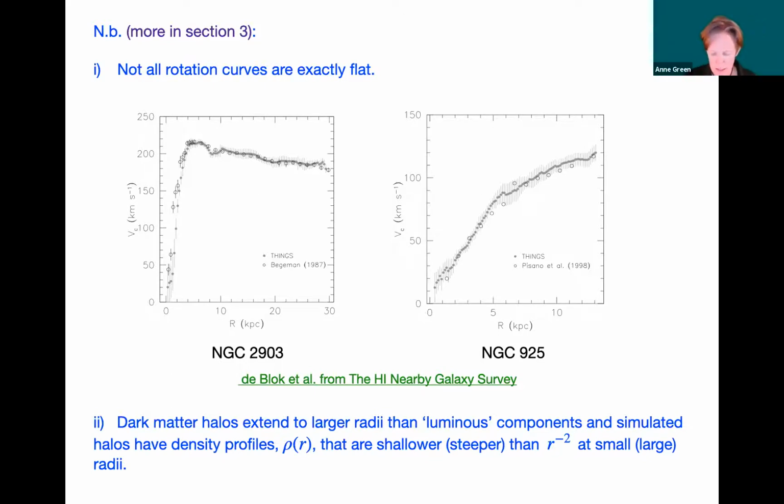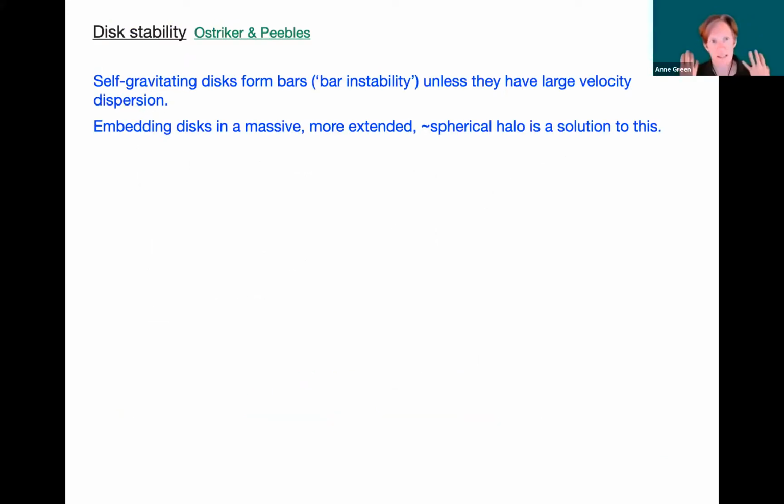So one final thing to say about galaxies before I pause for questions. The best evidence, the cleanest evidence for dark matter in galaxies definitely comes from galaxy rotation curves, but historically there was another argument, and it's something called disk stability, mainly due to Ostriker and Peebles. Basically the problem was that if you tried to do a simulation of what's called a self-gravitating disk, so a disk that's held together just by its own gravity, you get what's called a bar instability.